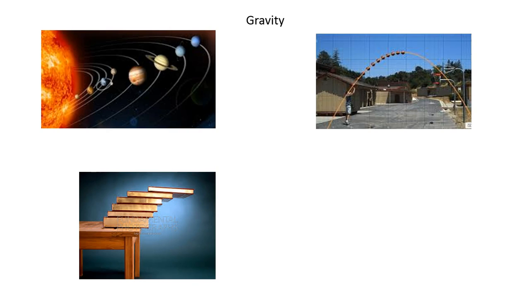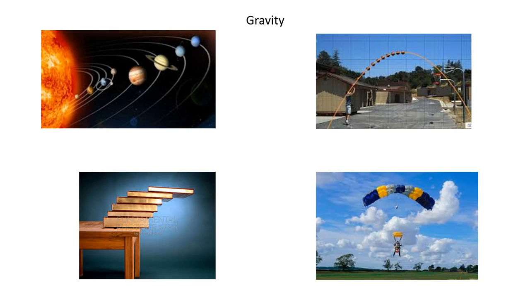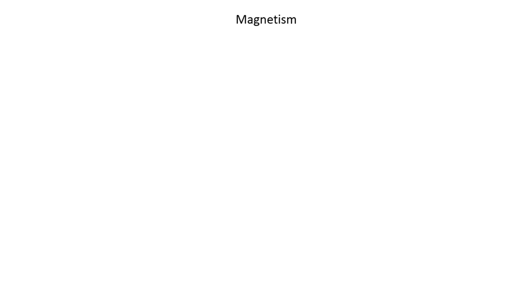Books balanced precariously on a table look ready to fall at any moment. Gravity pulls down on these books and only the desk prevents them from moving. Here's a paraglider falling towards the surface of the earth under the force of gravity, but in a controlled manner due to his paraglider.